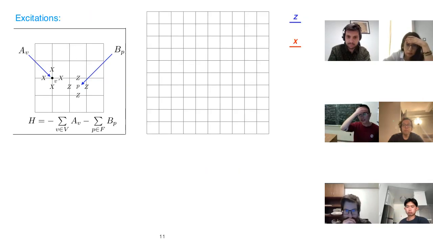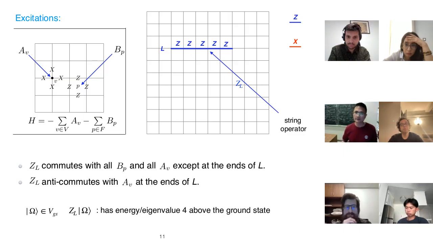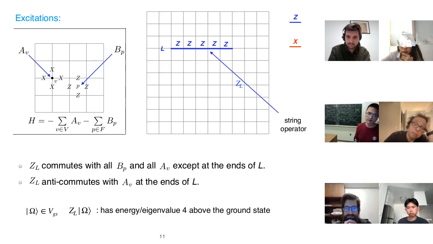And now let's consider excitations in such a system. I can apply a sequence of Pauli Z operators along a path in the lattice. This is called a string operator. Well, first of all, here are some properties of this string operator. You can check that it commutes with all the plaquette operators and also commutes with all the vertex operators, except at the ends of the string, where it anticommutes with the A_V vertex operators.